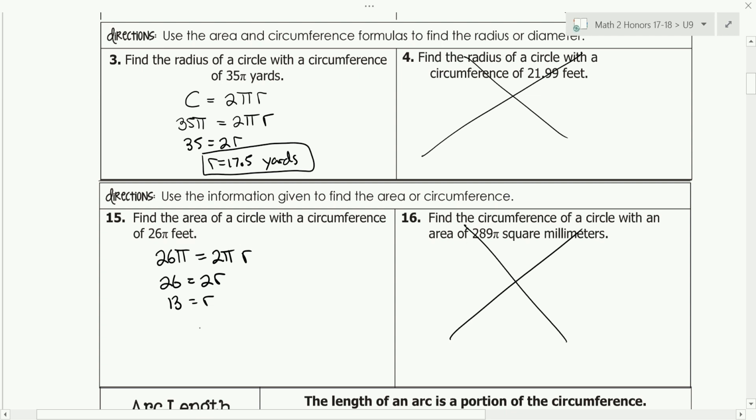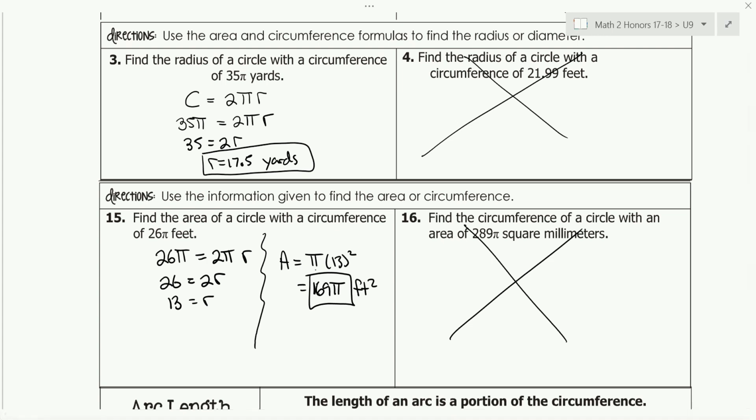Sorry, pause this here. So what's the formula for area? Pi r squared, right? Did you have the pi? Oh, okay, good. So pi times 13 squared, which is 169 pi. And then what are the units? Feet squared. Good. Perfect. Okay. So those are the kinds of questions you'll see regarding area and circumference.